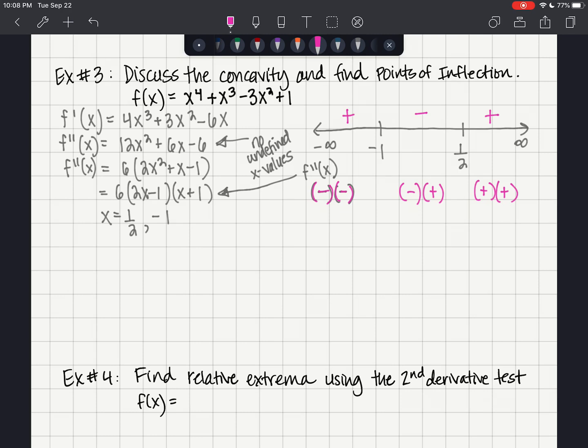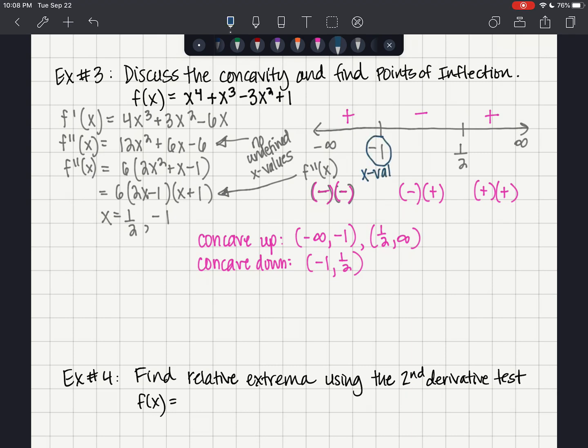So our concavity, we've got concave up from negative infinity to negative 1, and then again from 1/2 to infinity. And our concavity is going to change. It's going to go to concave down from negative 1 to 1/2. So where that concavity changes, that's an x value, okay? This is an x value.